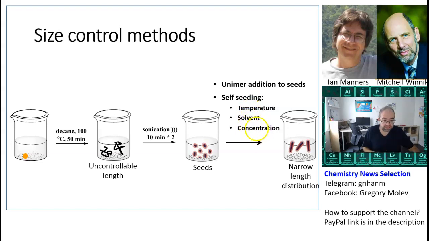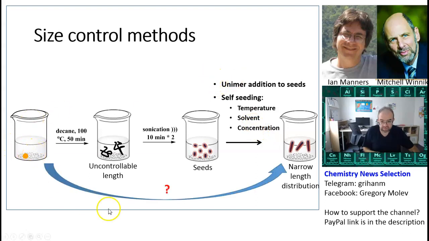The question is here, can we do it by a single step? Just take the polymer and heat it, dissolve it, and get narrow length distribution. Seems like a hard task, but this is exactly what was done in the recent publication in Journal of American Chemical Society, also known as JACS.